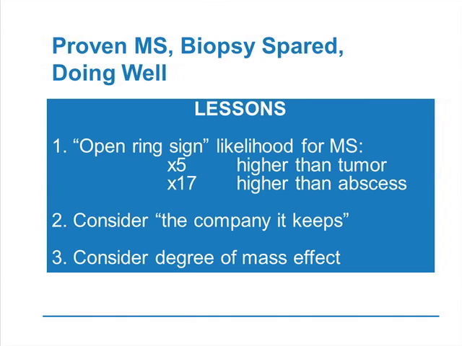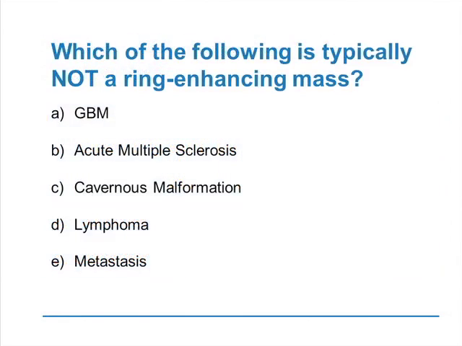So the lessons that we have here are three. One is the open ring sign, which increases the likelihood for multiple sclerosis by a factor of 5 higher than that for tumor and 17 higher than the abscess. Number two, consider, quote, the company it keeps. In multiple sclerosis, sometimes you can see lesions of many different time points. And if that patient really had metastatic disease, it's unlikely that there would have been a combination of lesions with such different imaging characteristics. Lastly, lesson number three is keep an eye out for mass effect. In this case, this patient had these lesions, and the larger ones actually didn't show very much mass effect at all.